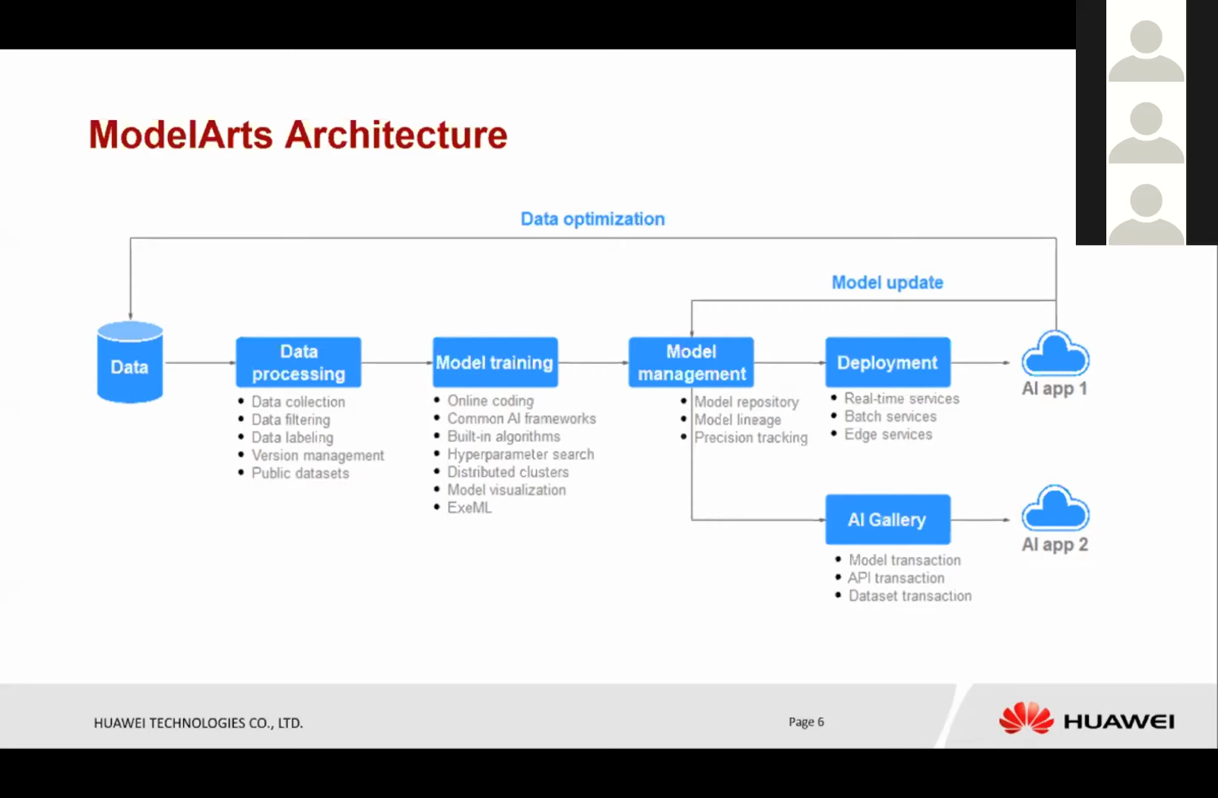This is the ModelArts architecture. At first we have the data, and then we process the data. After processing, we do the model training. After the model training, we have model management, where you can go back to the data again and optimize your data to increase the accuracy of the model. Once your model accuracy is high enough, you can do deployment and it becomes an AI application.